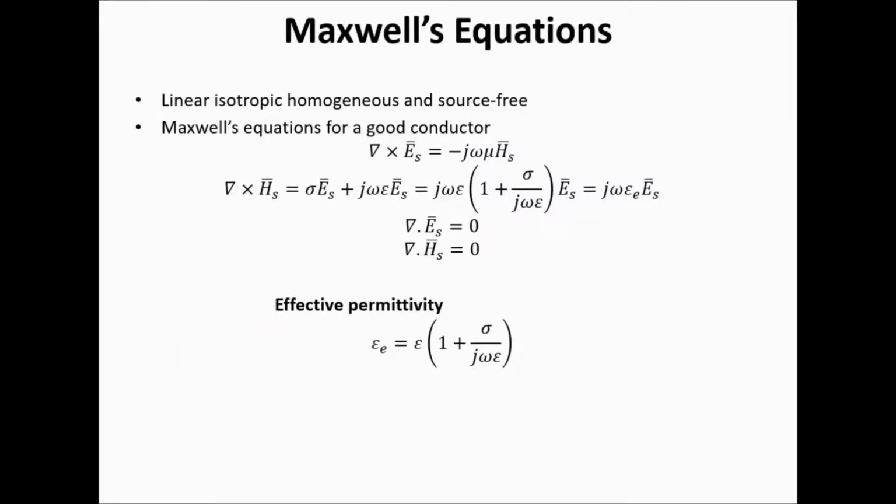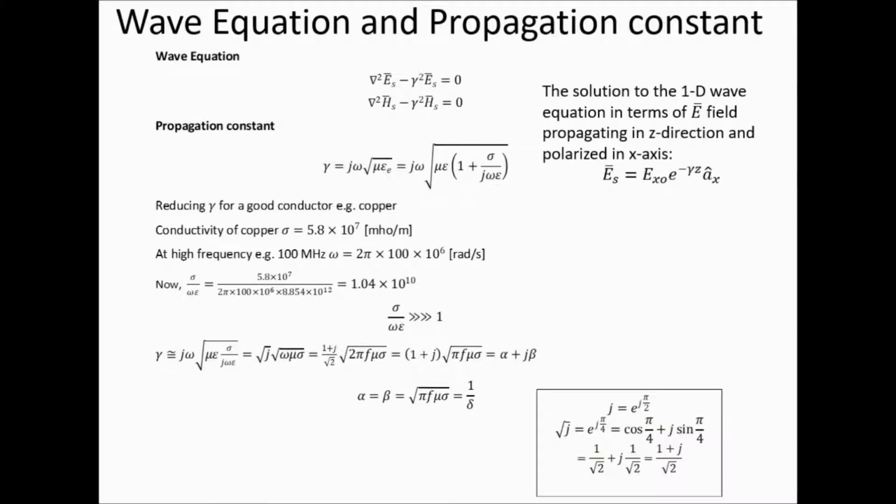We rewrite the Maxwell's equations for a linear, homogeneous, source-free, isotropic conducting medium. The Maxwell's equations that we obtained here are very similar to those we obtained for lossy dielectrics. We define effective permittivity in the same way as we did for lossy dielectrics. Also, the wave equations are very similar to those for the conducting regions.